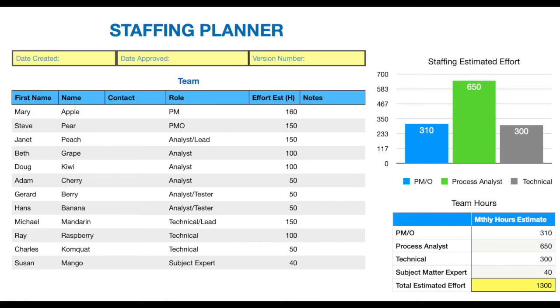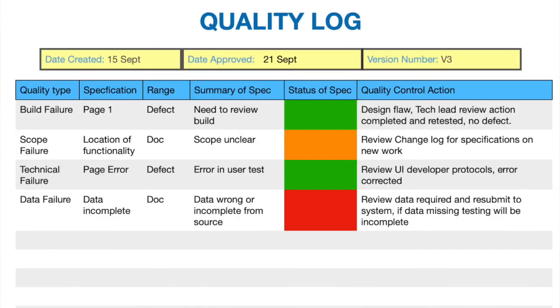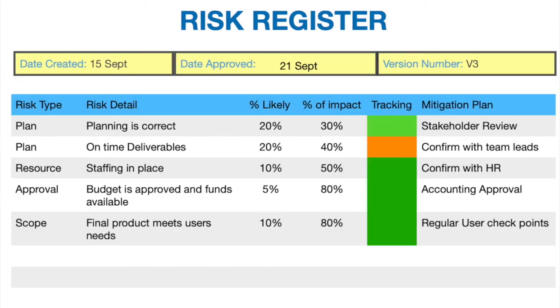Key to the budget is having an accurate staffing plan. The staffing plan needs to be individual with hours, but you can also see there I'm calculating the aggregates. Communication plan would be all the key moments when communication is necessary across the project or to stakeholders. The quality log focuses on all of the components of quality where we're tracking what we're expecting.